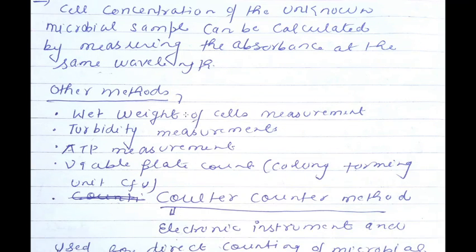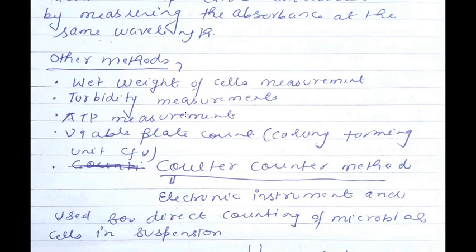There are other methods that are not explained in much detail in your syllabus, so we just need to remember the names of the other methods, such as weight of the cell measurement and turbidity measurement. We can measure the turbidity by taking the spectrophotometer absorbance, and ATP measurement: as the number of cells increases, the amount of ATP also increases.